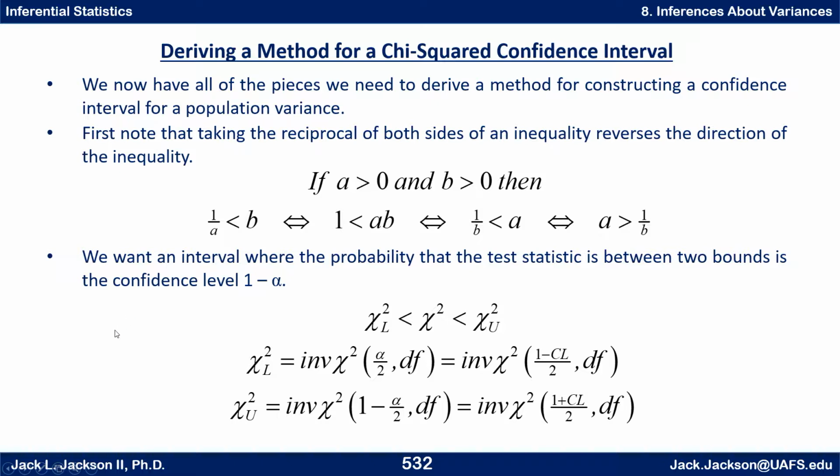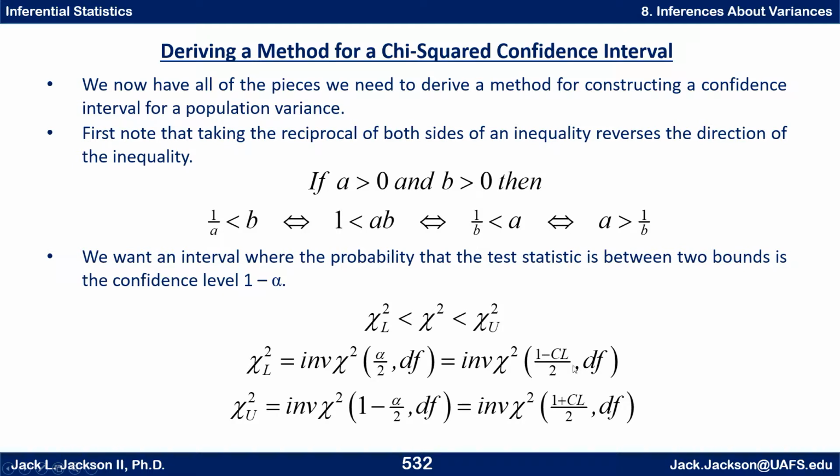Now what we want is an interval where the probability of the test statistic is between the two bounds, and that has a confidence level of 1 minus alpha. Our test statistic is our chi-square value. So we want our chi-square test statistic to be between two bounds, chi-square lower and chi-square upper. For the chi-square lower, we want the probability less than that to be alpha over 2. So that's an inverse chi-square of alpha over 2 with whatever our degrees of freedom. Of course, alpha over 2 is 1 minus the confidence level divided by 2.